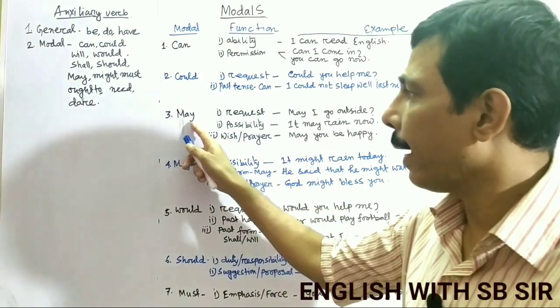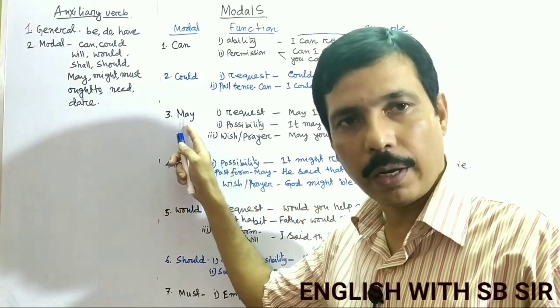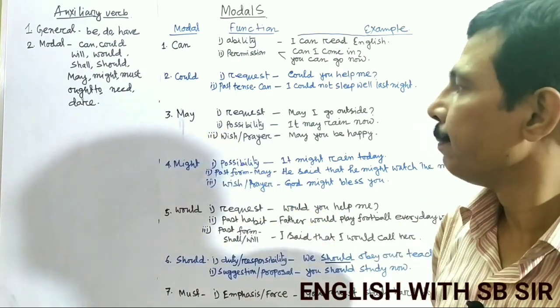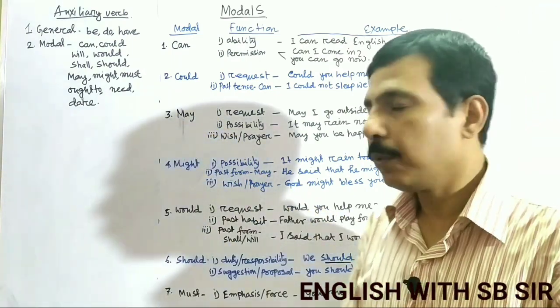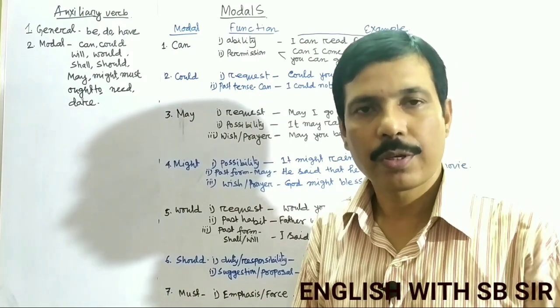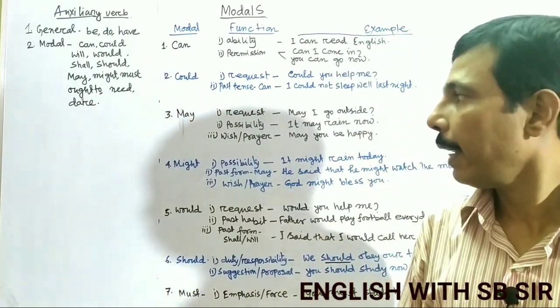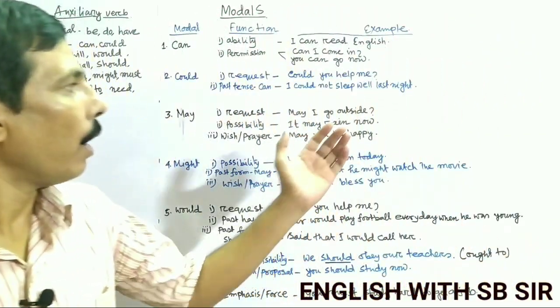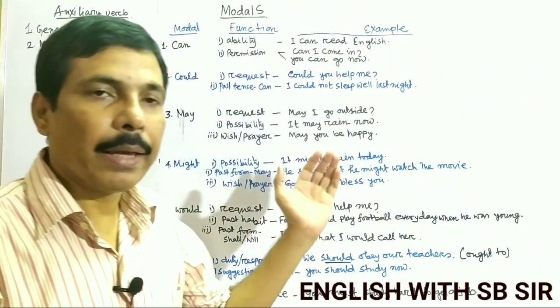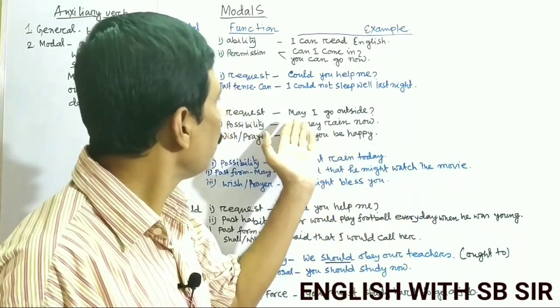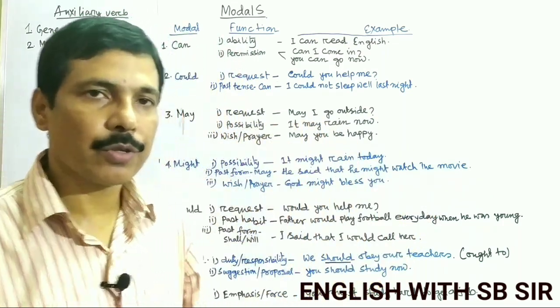Number 3, may. This verb is very important, a modal auxiliary. There are several uses of the verb may. First, we use may as a request. May I come in? May I go outside? May I help you? These are the uses of may as a request.